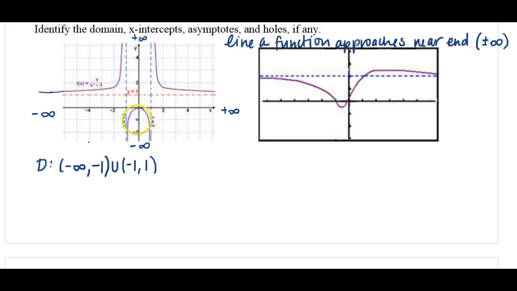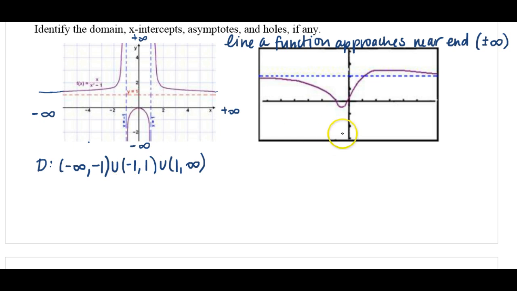is +1. So between -1 and 1, I hit all these y values here. So every x value corresponds to some y value between -1 and 1. Then I have to jump over 1 and pick up again right after and go from 1 all the way to +infinity. So basically what this says is my domain is every single x value except for 1 and -1.